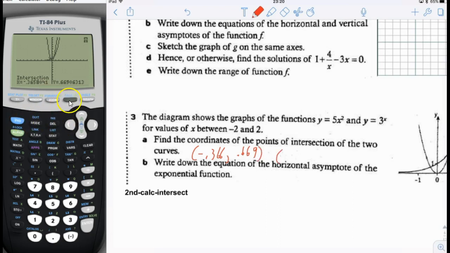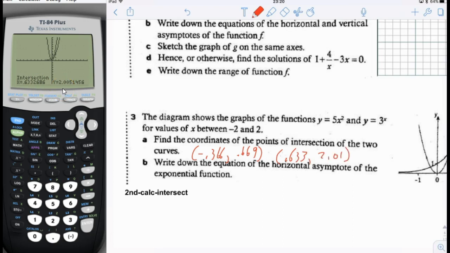Go second calc. First curve, yes. Second curve, yes. Go a little bit to the right. We can get the right point this time. There's my guess. Enter. Now it's going to give me the second intersection point a little bit to the right. It's going to be 0.633. And the y coordinate is 2.01.